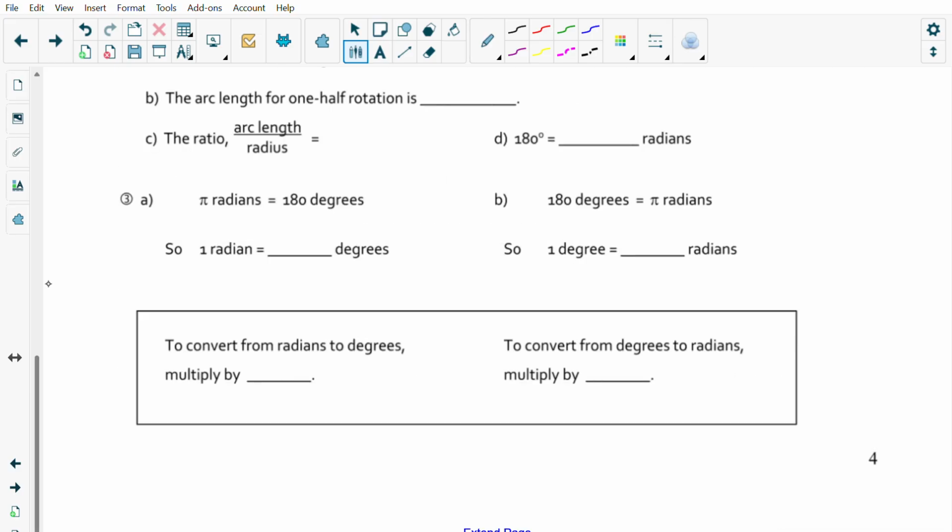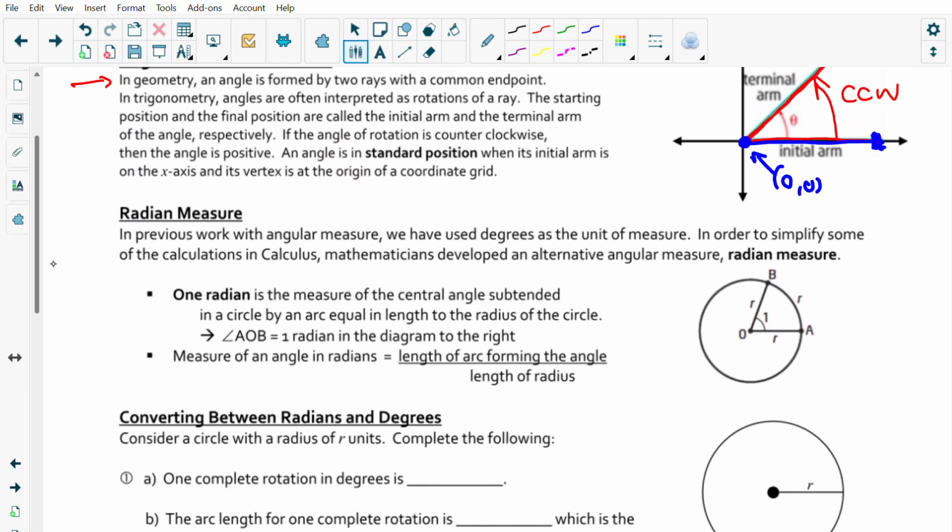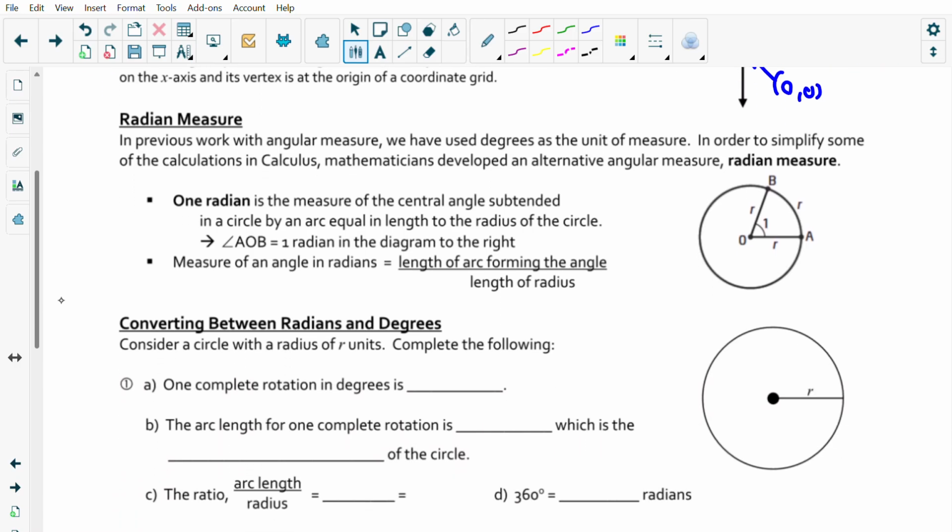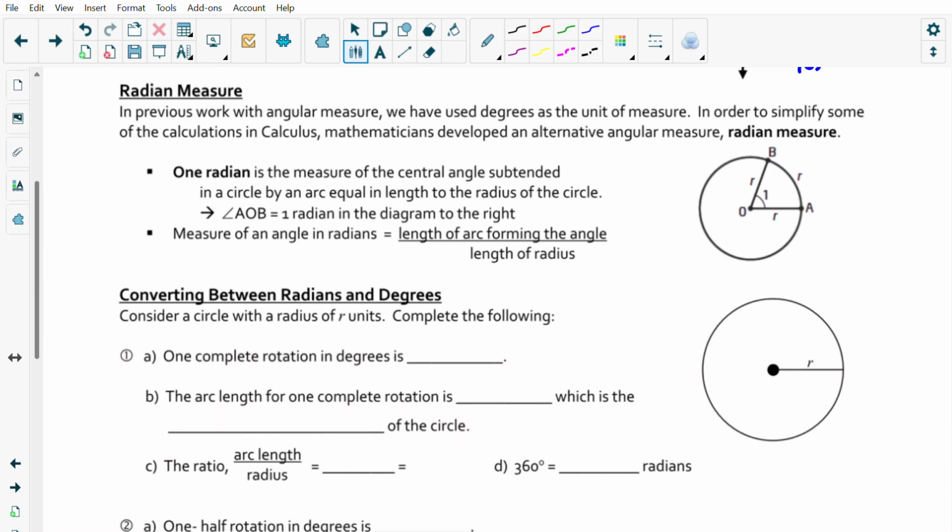Radian measure. So this is new for trigonometry, and we're going to work a lot with radians. So here's the rationale. In previous work with angular measure, grade 11, grade 10 math, and even some at grade 9, we've used degrees as the unit of measure. When you take calculus after this course, you'll work a lot with radians. It simplifies the calculations a lot. Mathematicians developed an alternative angular measure called radian measure. Let's develop this idea of radian measure so you know where it comes from.